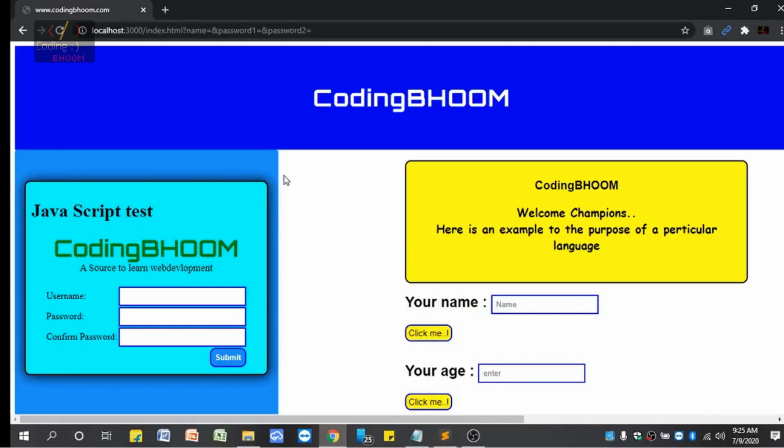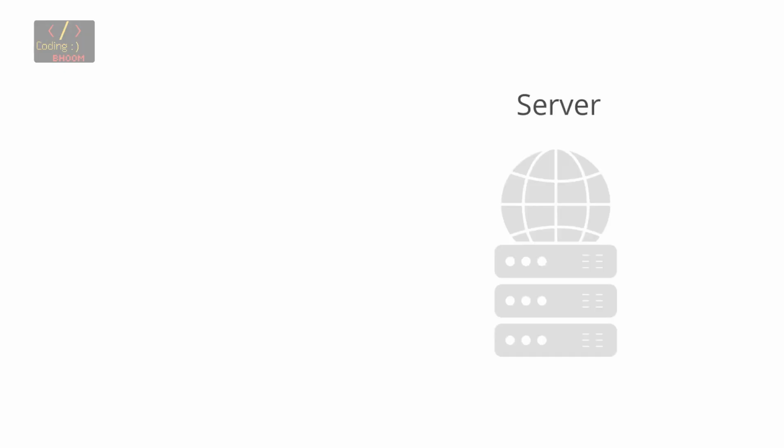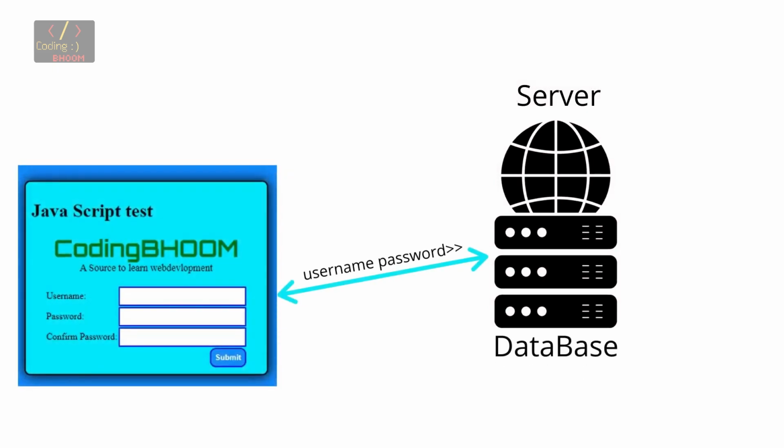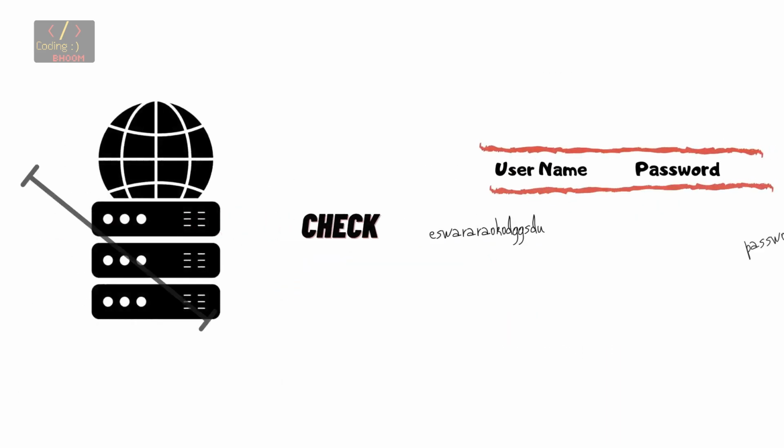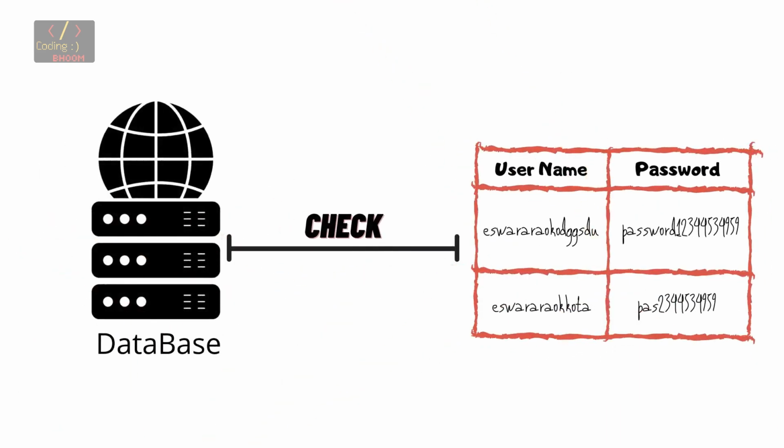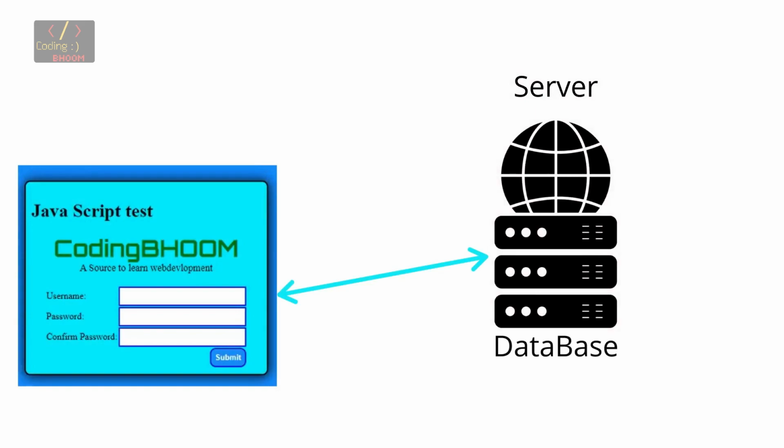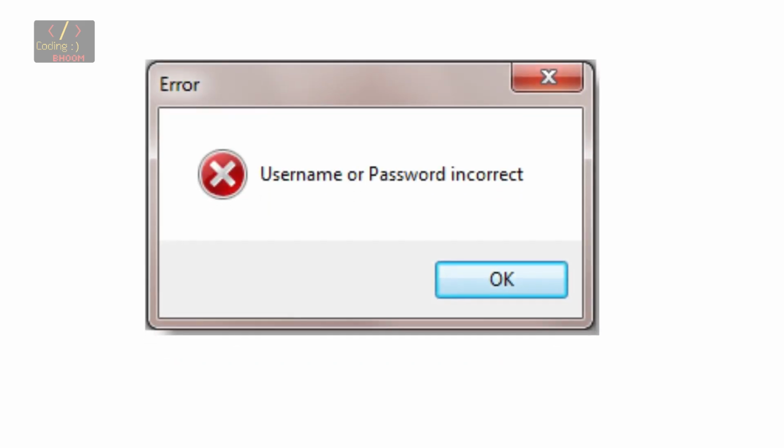If you enter the username and password and press submit, it will check the database to see whether the entered username and password are correct or not. The database stores the data in table format, like what you are seeing on the screen. If the username and password match, it will give you permission to move forward in the web. Otherwise, it will raise an error like incorrect username and password.